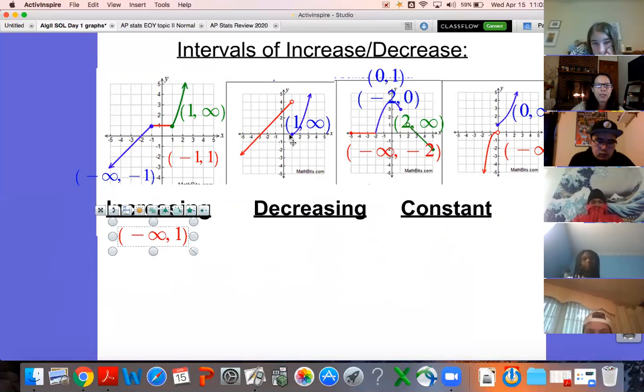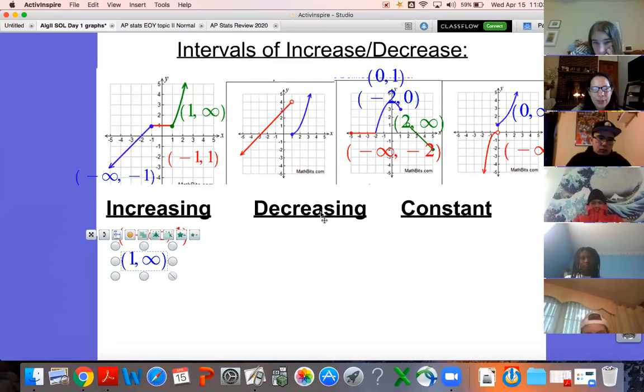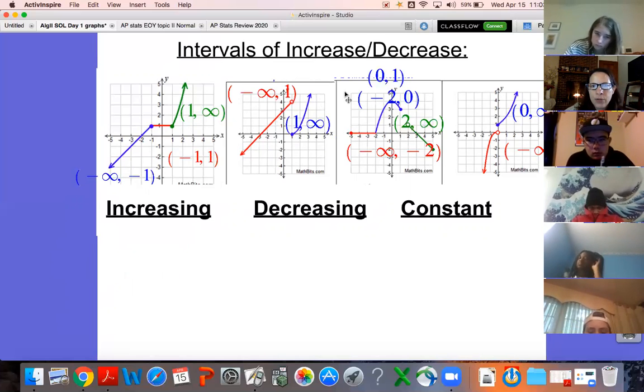So the blue piece goes from 1 all the way out to infinity on the x-axis. So what is the blue piece doing? Increasing, decreasing, or constant? Correct, Kaylee. It is also increasing. Good. All right. So that's the sort for the second graph. I'm going to reset the slide and we're going to do the third graph.